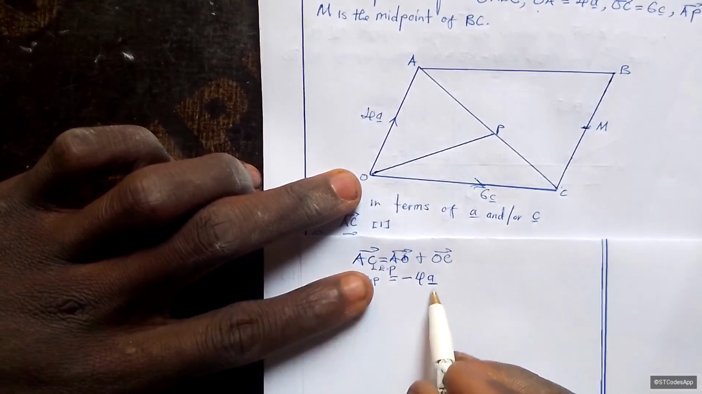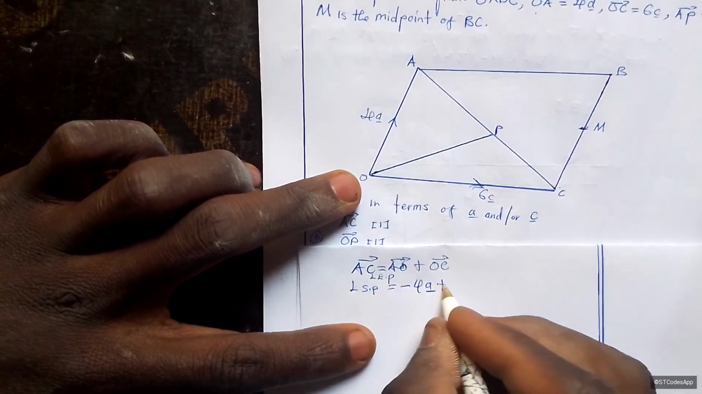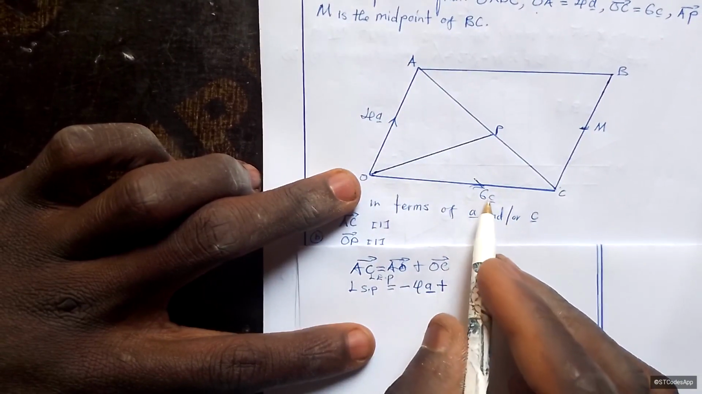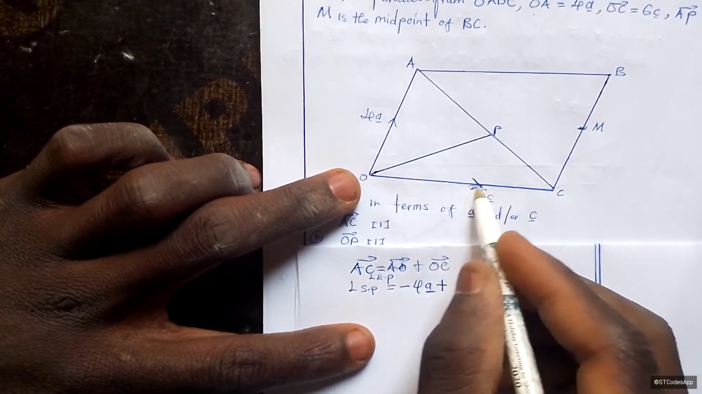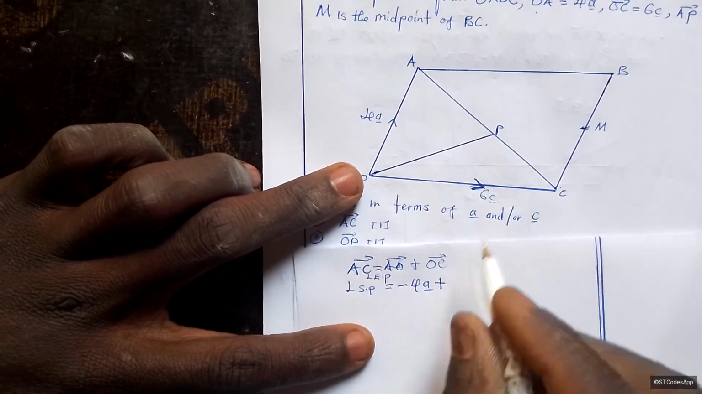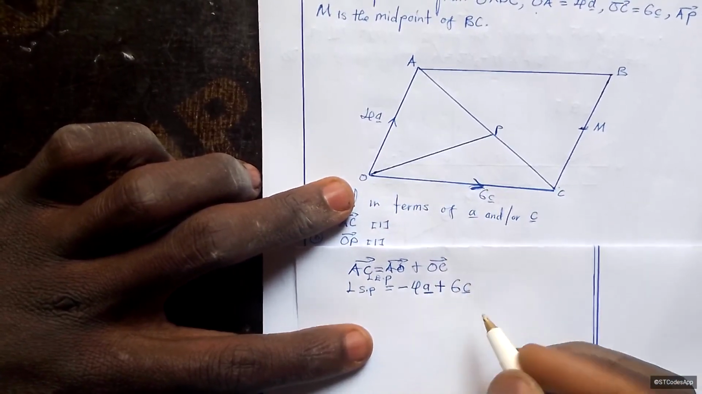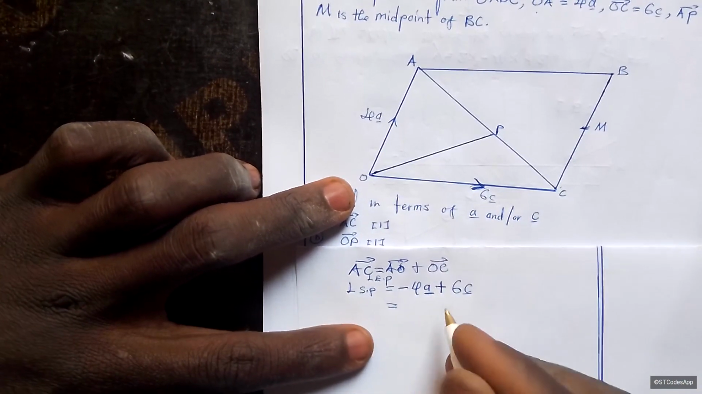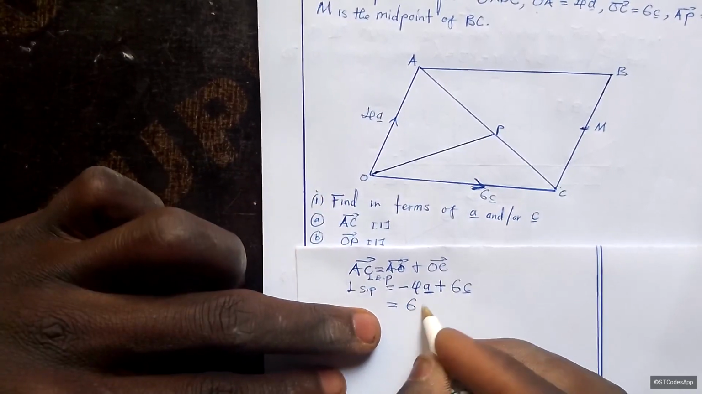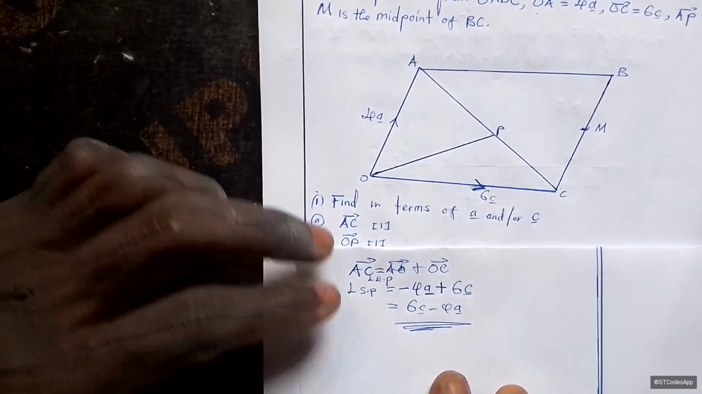So don't forget to put a bar here. Then here I'm going to say plus, what is my OC? My OC here is a 6c vector. As you can see, the direction is going the way we are going, so on this part the value of OC is going to be positive, 6c vector. Let's rearrange by starting with the positive value, which is 6c vector minus 4a vector. As for the first one, we are done, which is question A.